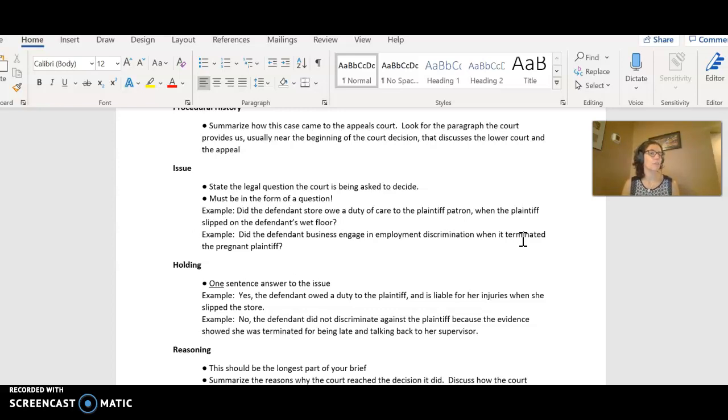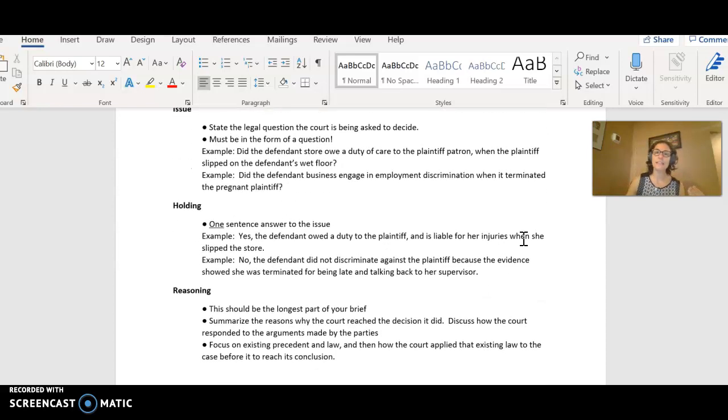Even if you find a really good sentence in the case brief that says the issue we're being asked to decide is, and there's a sentence right there, turn that into a question in your case brief. And only one question. Even if you find two issues, it's one question for number 1 and one question for number 2. And then the same thing will be true for your holding.